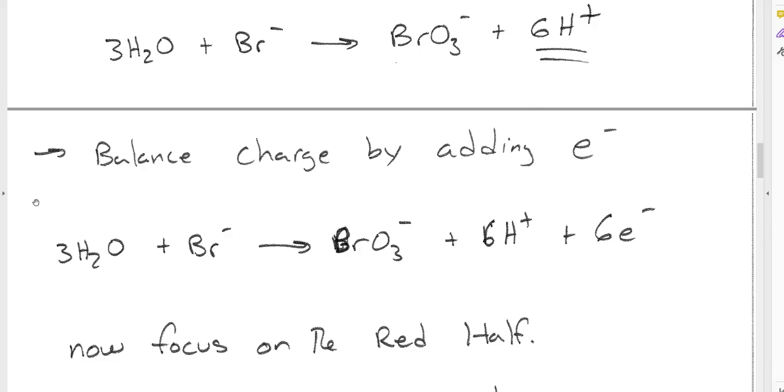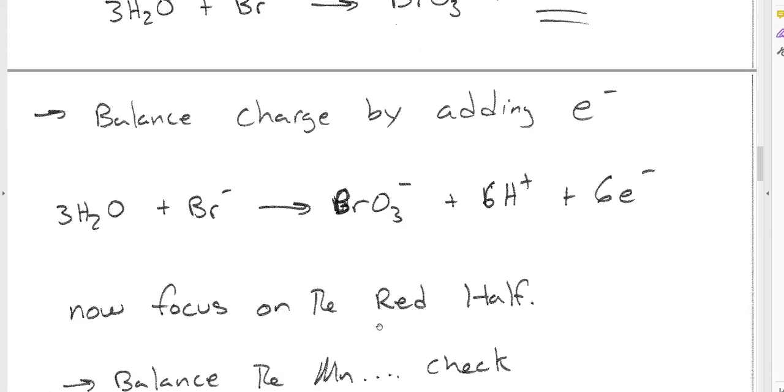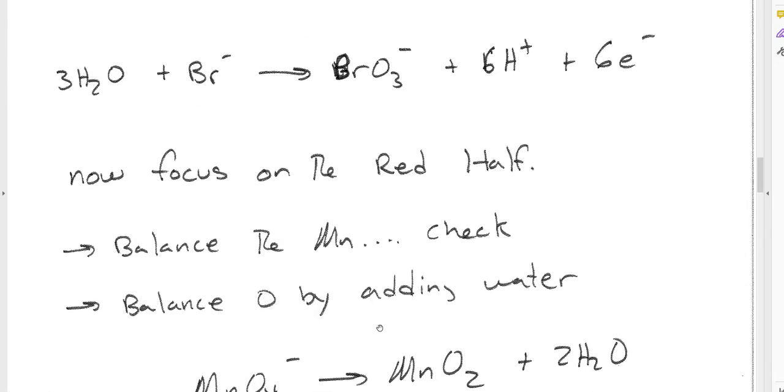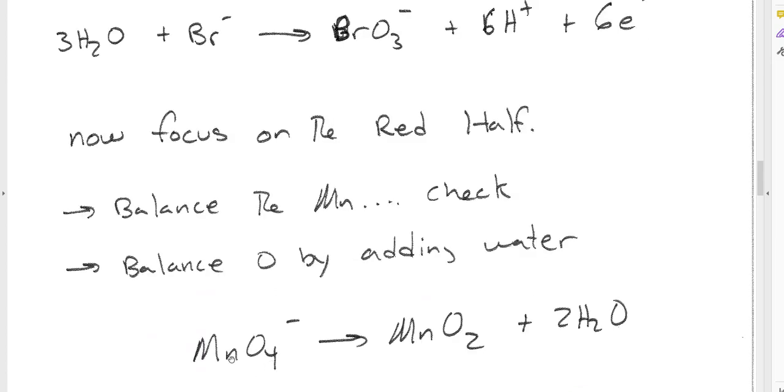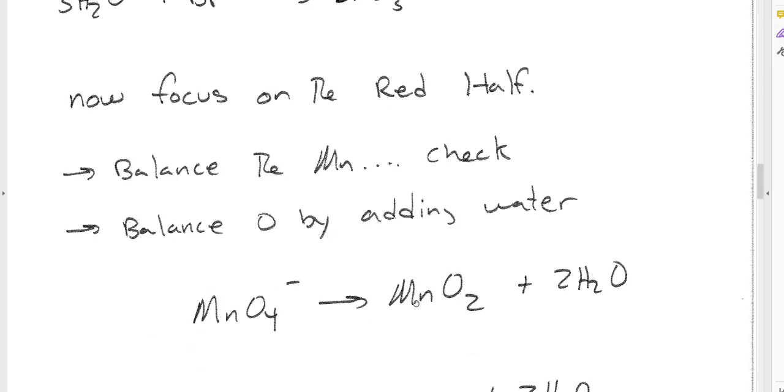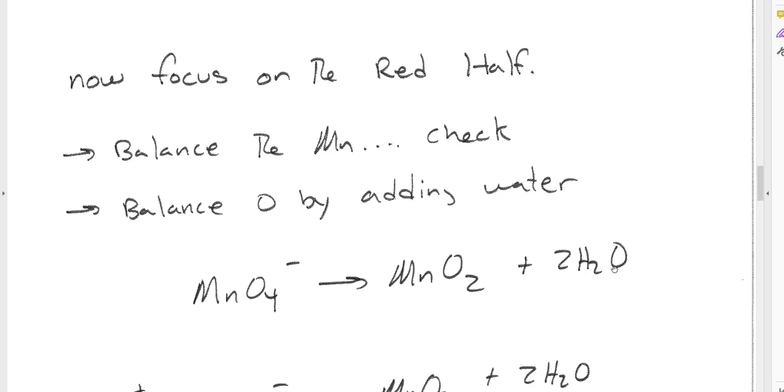All right. So now let's go to the reduction half reaction. Okay. So we got to make sure the manganese is balanced, and the manganese is balanced. We had 1 over here and 1 over here. Now we balance the oxygen by adding water. 4 oxygens on this side, 2 oxygens here, so we had to add 2 more waters to get a total of 4 oxygen on that side. Okay.